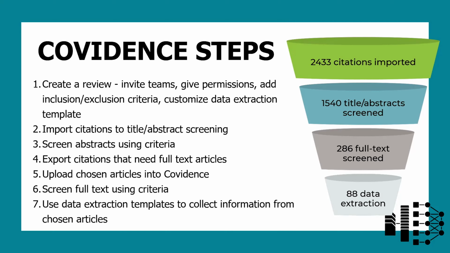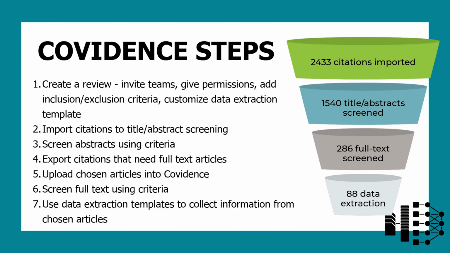It will look for open access articles, so that's one less source you have to find. But it'll export the citations that say, hey, this got to the full text article stage and it still needs full text. And then you can upload in a batch whatever full text articles you can find into Covidence. It then attaches it to that title, and then you can screen the full text using your inclusion-exclusion criteria, and then go into the data extraction part to collect information depending on how you set it up.